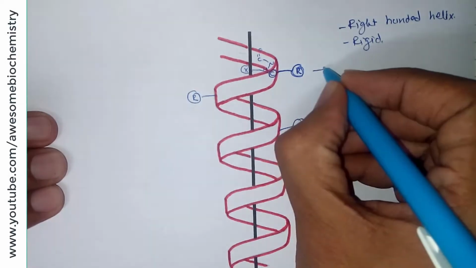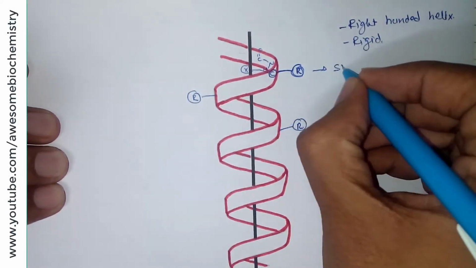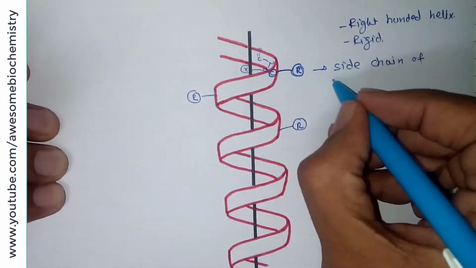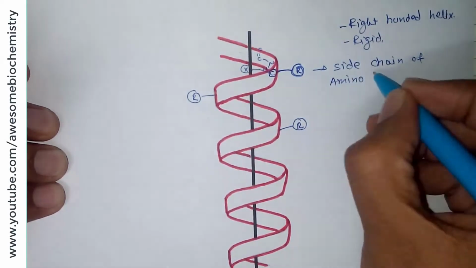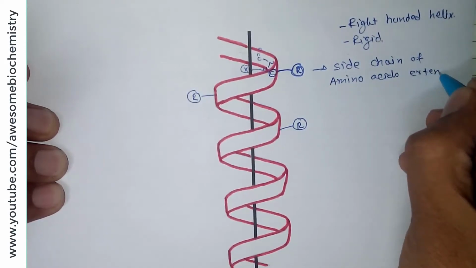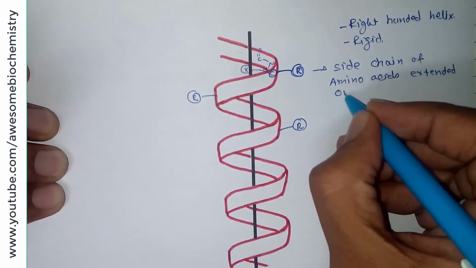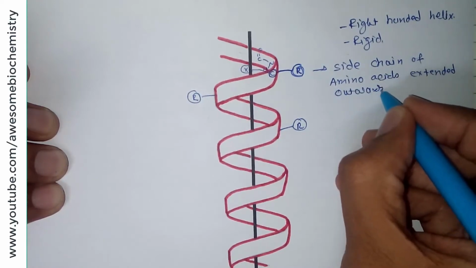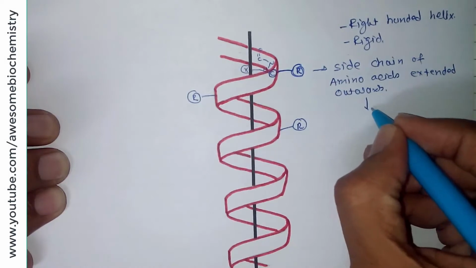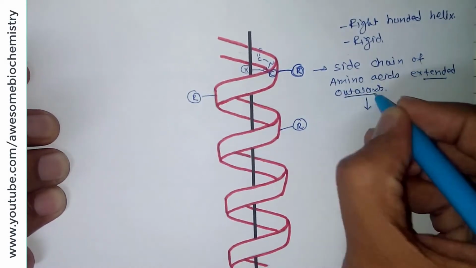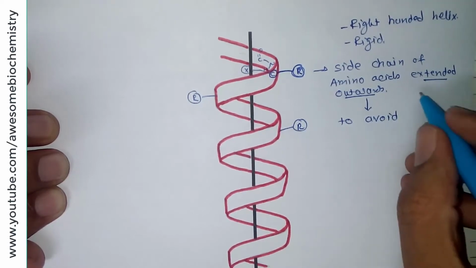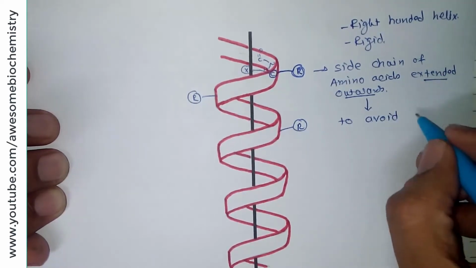So, we can write that side chains of amino acids are extended outwards. Why? Because there is only limited space available inside. So, why are they extended outward? To avoid interfering sterically with each other.